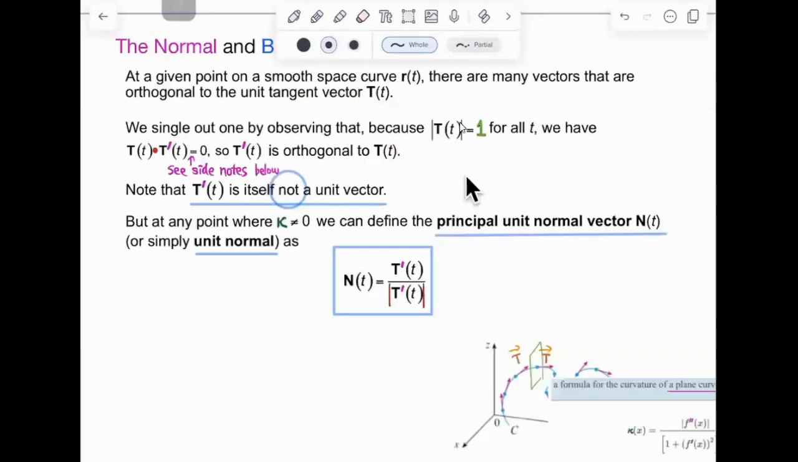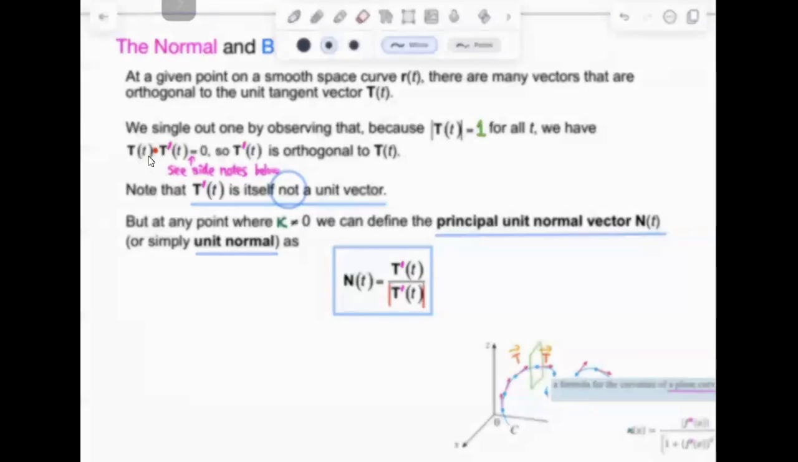Now going back to this, because this unit tangent vector has magnitude 1, its curve is going to be on a sphere with radius 1 centered at the origin, right? So it's going to be on that sphere. And therefore, according to the example we just talked about, T(t) dotted with T prime of t will be equal to 0, and T prime of t is going to be orthogonal to T(t).